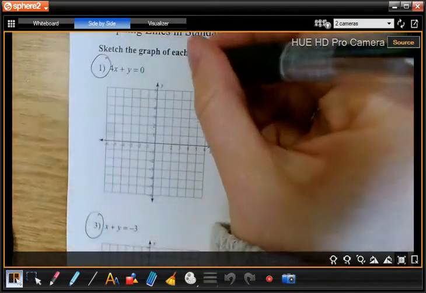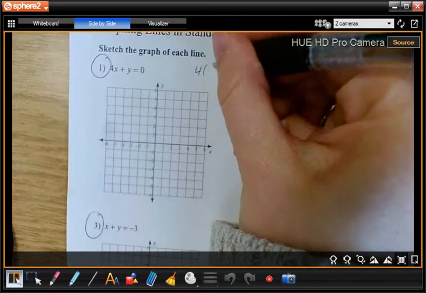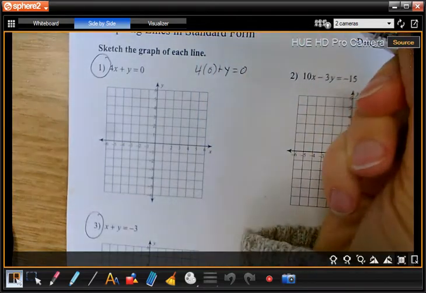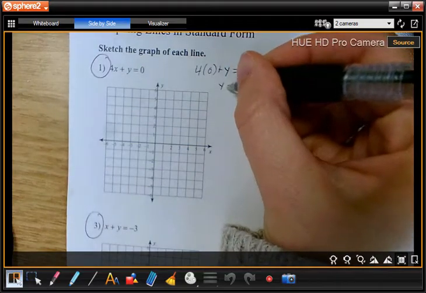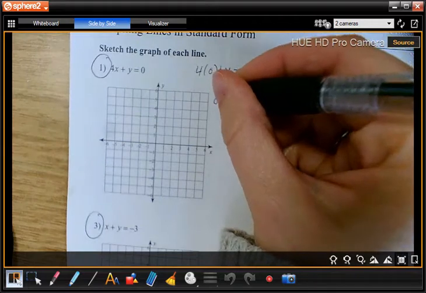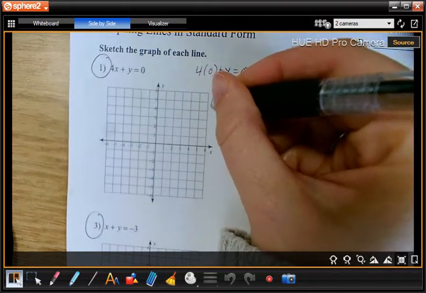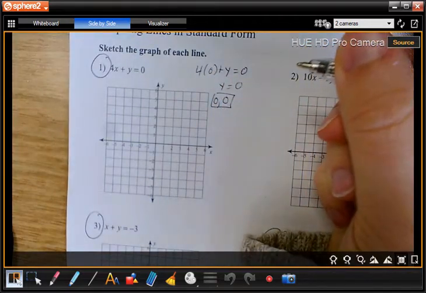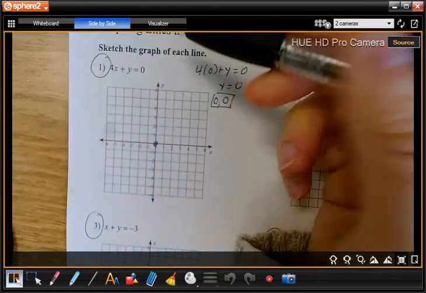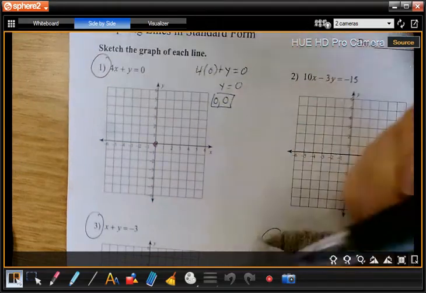So, for example, we're going to go 4 times 0 plus y equals 0. And we get y equals 0 because 4 times 0 is 0. So when I plug in 0 for x, I get 0 for y. So that's 1 point right there: 0, 0.